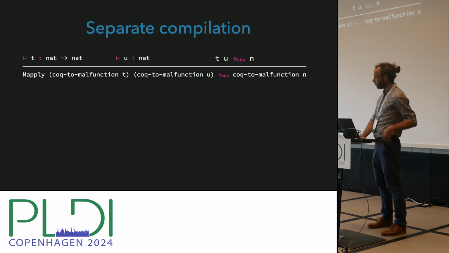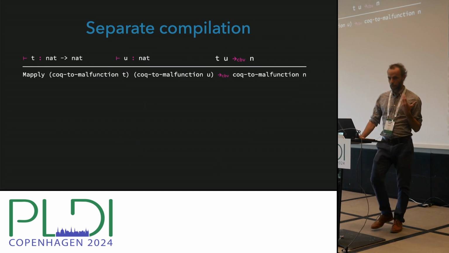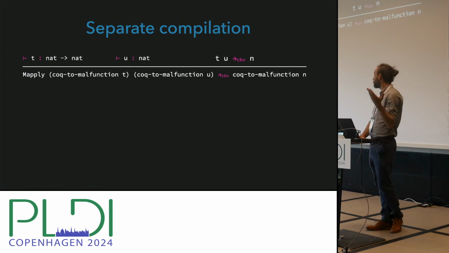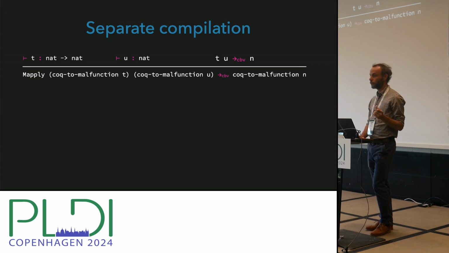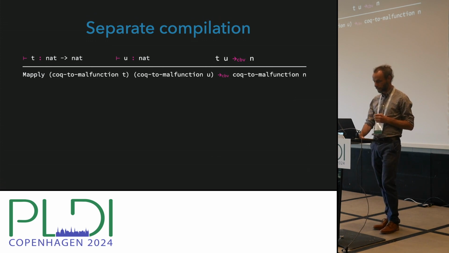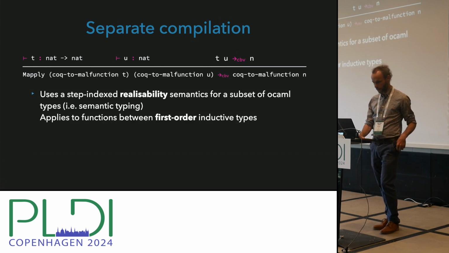One thing which was not considered in our previous work on erasure is how do we prove a separate compilation theorem for our verified compiler. So what we would like is that you could compile a function T from nat to nat and separately an object U of type nat. And if this application was reducing to a natural number in Coq, then the application of the compiled components should also reduce to the same natural number in OCaml or malfunction.